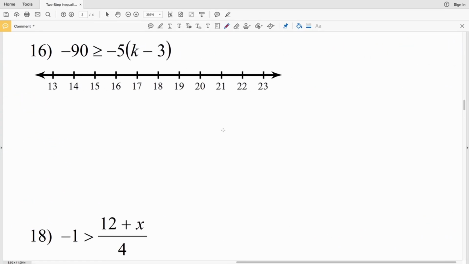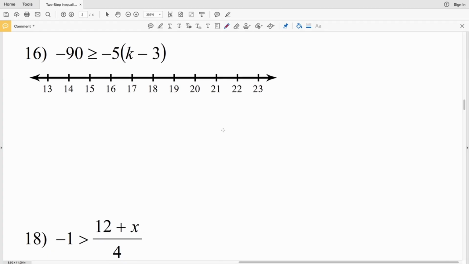And finally, on to our last problem in this video, number 16. We have negative 90 is greater than or equal to negative 5 times the quantity k minus 3. We're going to start by dividing by a negative 5. Negative 90 divided by negative 5 is going to be a positive 18. Positive 18 is going to be not greater than or equal to, but less than or equal to, since we have to switch the inequality because we divide by a negative.